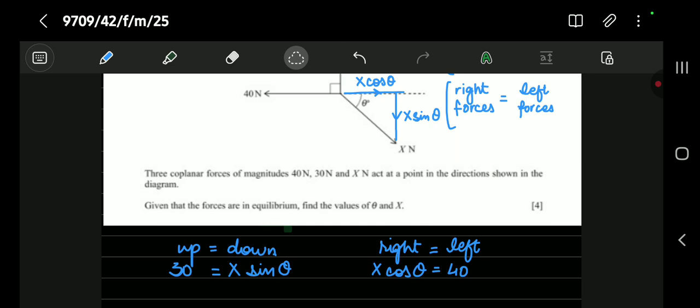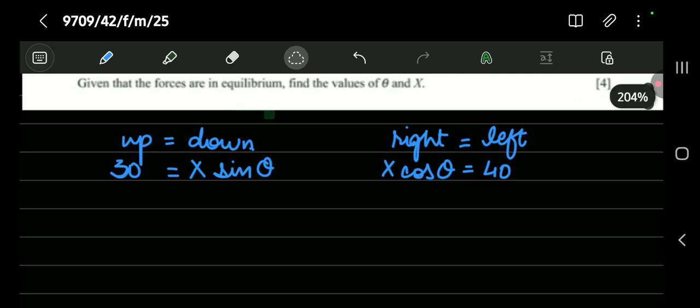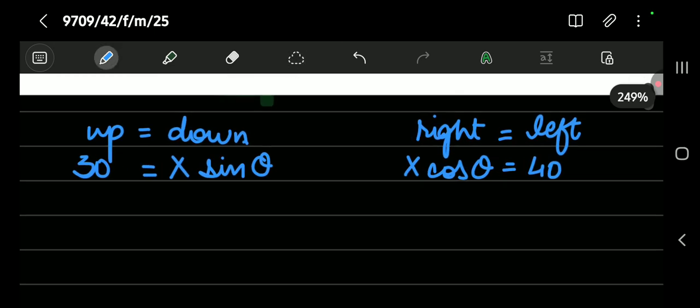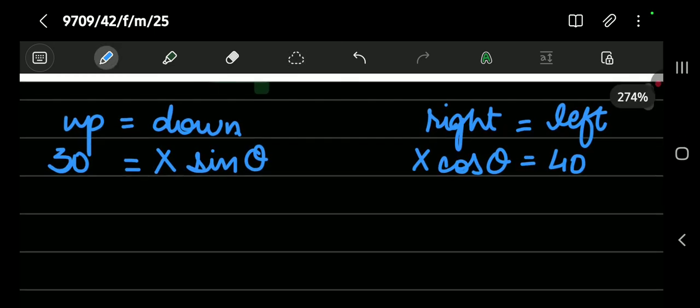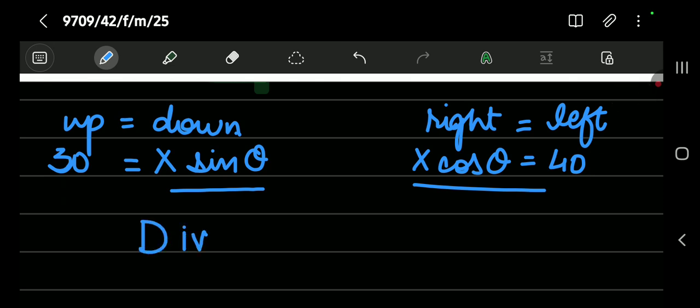Next, how do we find x and theta? To find theta, whenever we have sine and cos, the best way is to divide these two equations, making them a tan theta, and then solving it for theta.